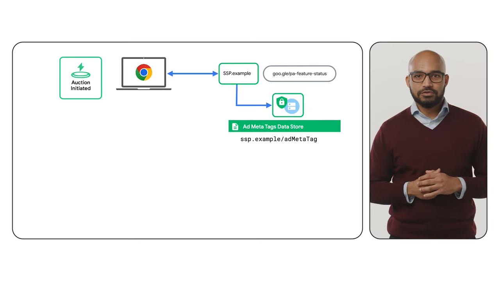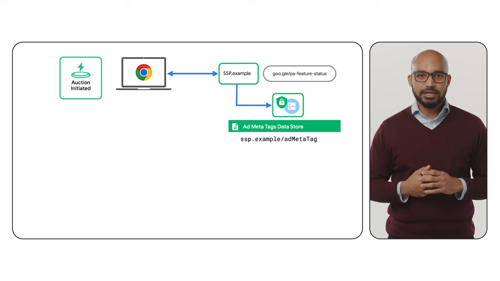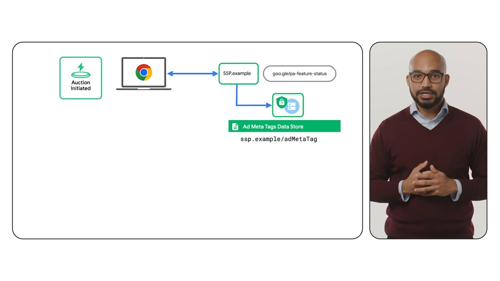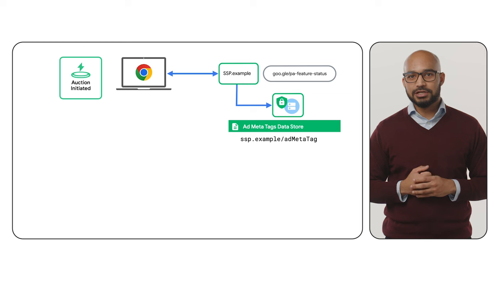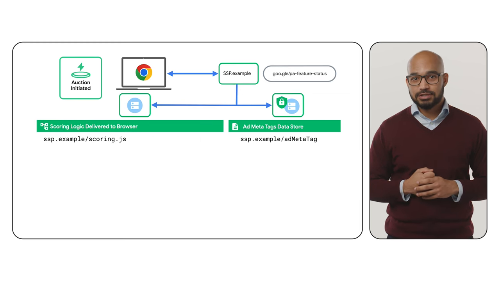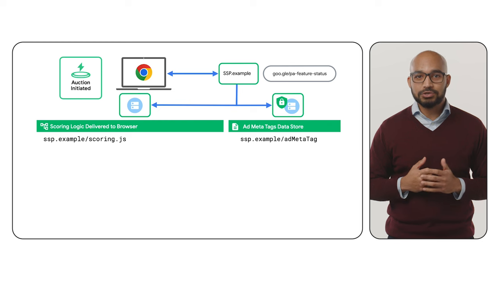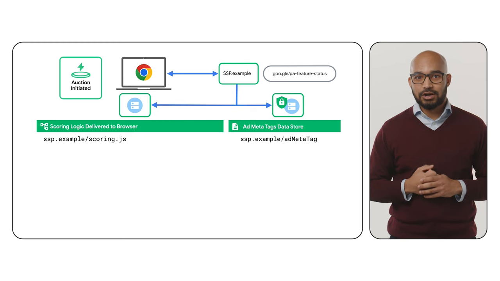First, there's a data store for ad meta tags. Similar to the DSP, this has that lock symbol because eventually this will be required to be in a special kind of server. Again, see the short link for the latest on timelines. Then there's the server that's hosting the scoring logic. Now, this server is merely hosting the logic. The browser will fetch that logic and then execute it in the secure auction environment.